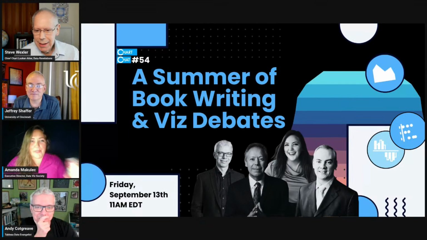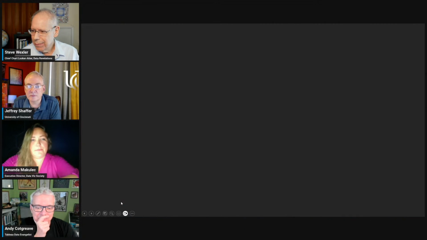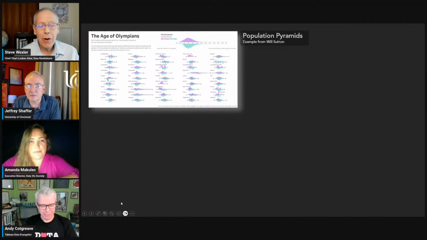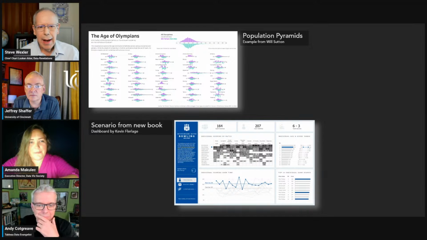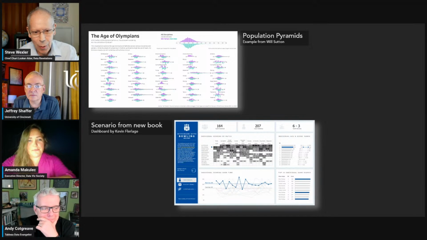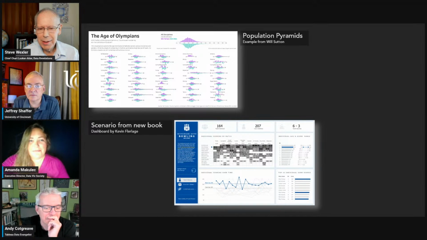So here is what we're up to today. We're going to start by looking at population pyramids, and here's a gem of a visualization from Will Sutton. We have a lot of opinions on these. Next will be a scenario from our upcoming book. This is also a gem of a dashboard, this one from Kevin Flerlage. We want to show you just how much work it takes into honing one of these things and the discussions in the book.